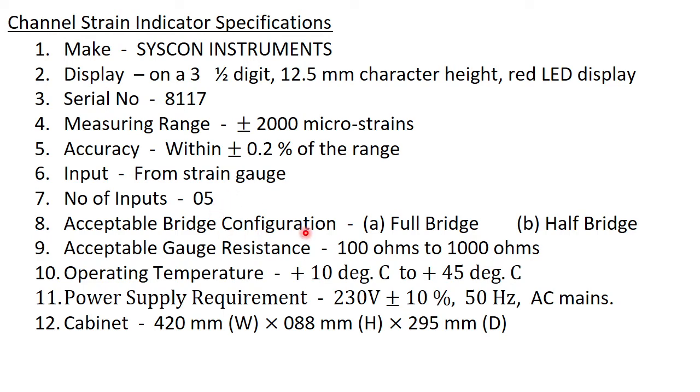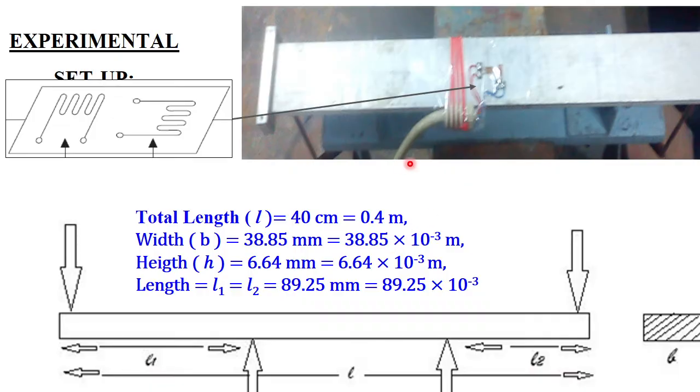Acceptable bridge configuration, full bridge, half bridge. Even quarter bridge you can also connect here. Now gauge resistance acceptable 100 ohms to 1000 ohms, and you know that standard values are 120, 350 and 1000. Operating temperature etc. The other specifications are given. So these are the specifications for the instrumentation part. This part is clear. Let us see the result.